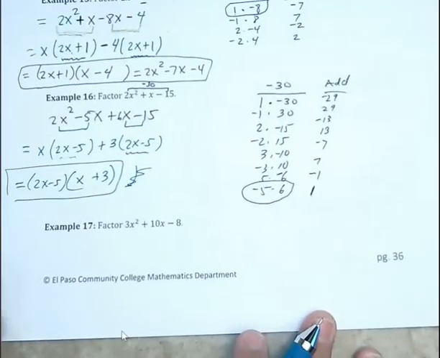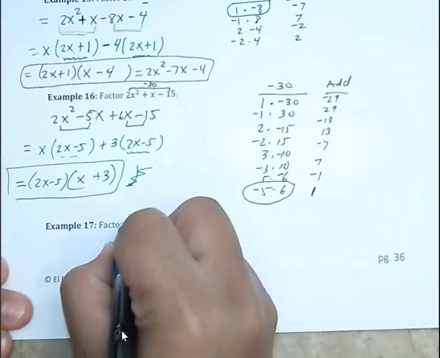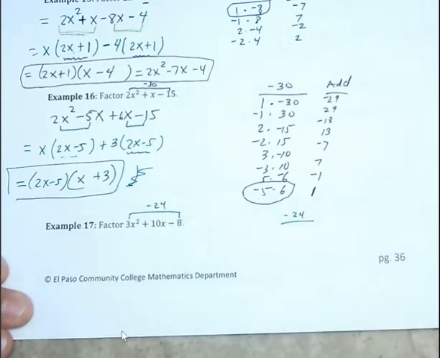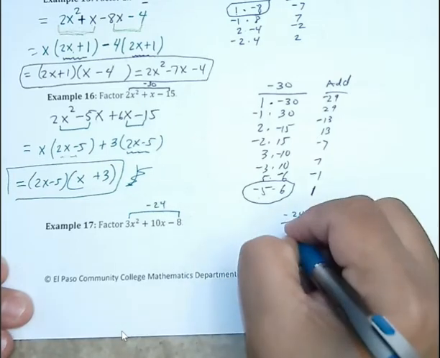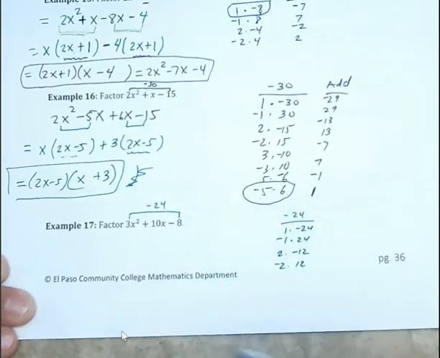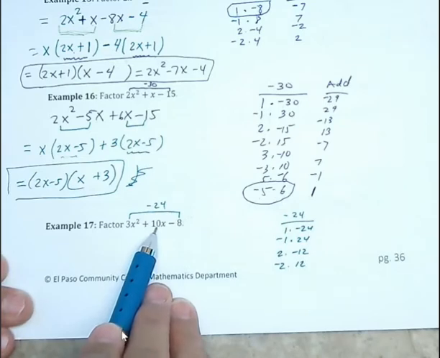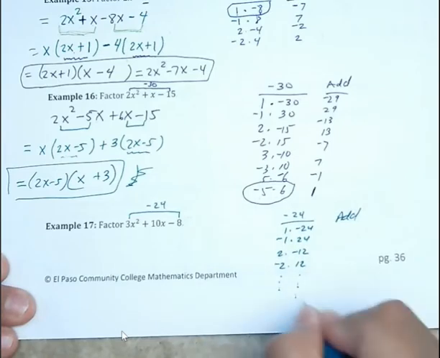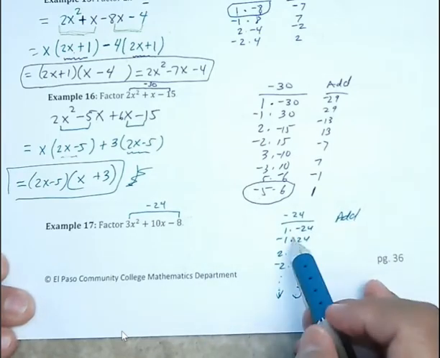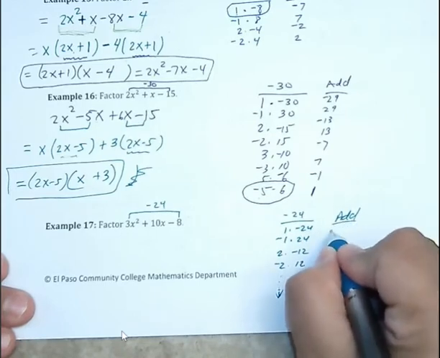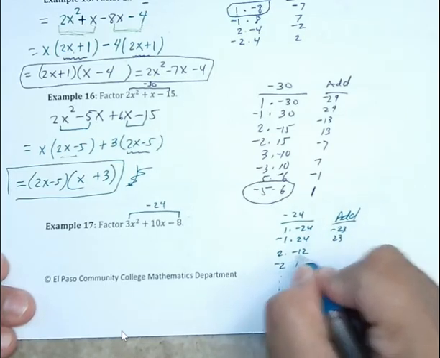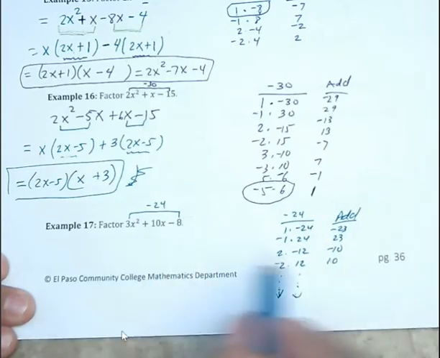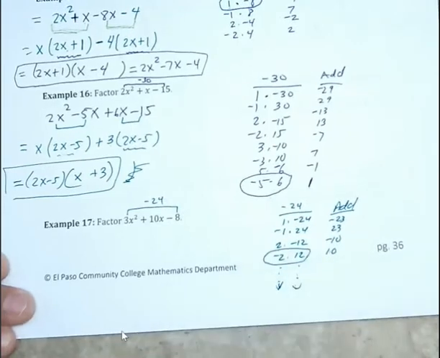Okay, let's try example 17. We have 3 times negative 8, which is negative 24. So we want to list all the factors for negative 24. We can keep going, but notice here that we want a 10x, so we already have enough information. I'm just going to put some dots here to show you that this continues. But here, 1 plus negative 24 is negative 23. 2 plus negative 12 is negative 10. Negative 2 plus 12 is 10. We want a positive 10, so we're going to use negative 2 and 12.